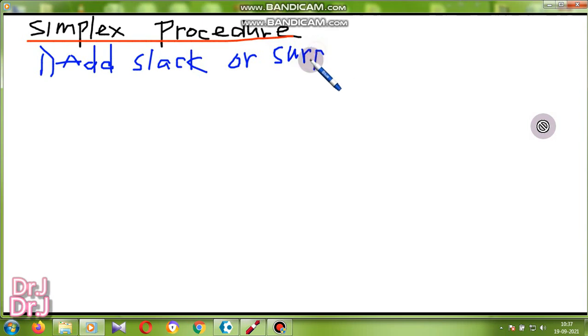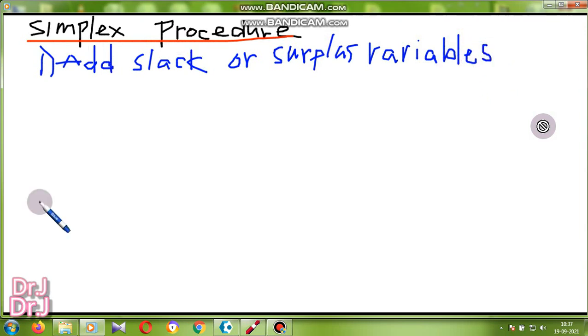Suppose it is less than or equal to, we have to add the slack variable on the left hand side. Suppose it is greater than or equal to, then we have to subtract the surplus variable on the left hand side. Then that particular inequation will become an equation. So this is the first step in the simplex procedure. By that way we can make them equations.